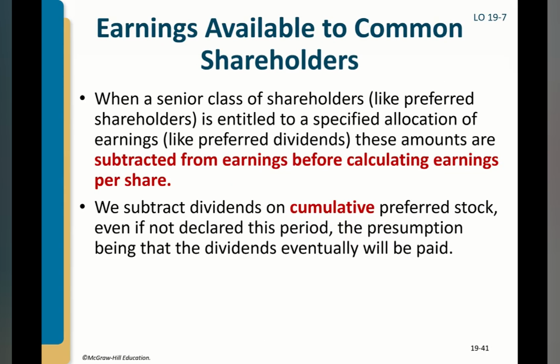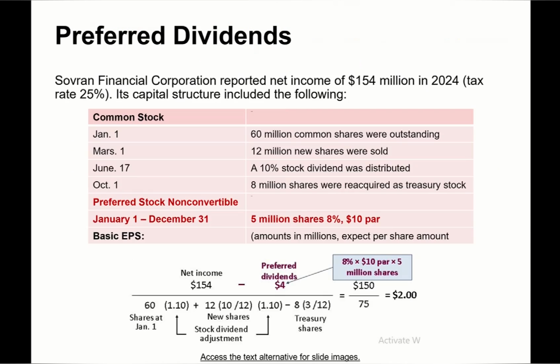When a senior class of shareholders, like preferred shareholders, is entitled to a specified allocation of earnings, like preferred dividends, these amounts are subtracted from earnings before calculating earnings per share. We subtract the dividends on cumulative preferred stock even if not declared this period, the presumption being that dividends eventually will be paid. Preferred dividends.